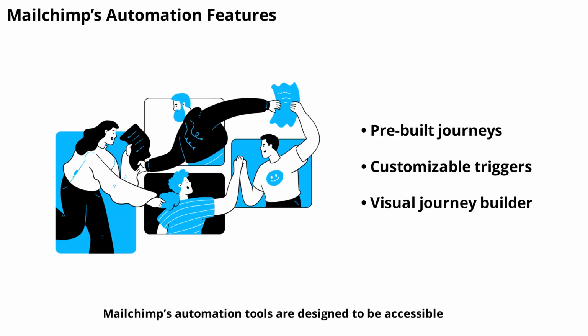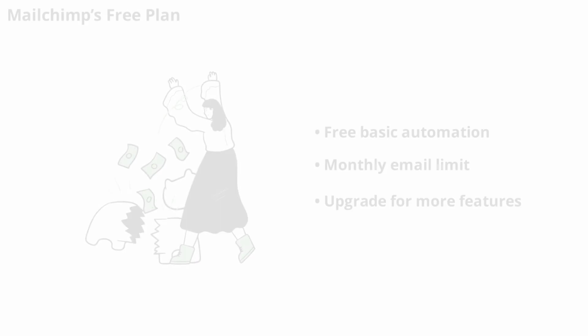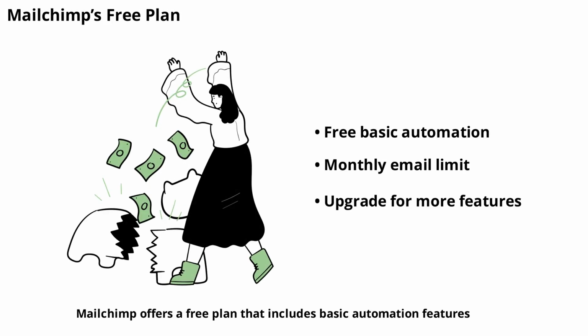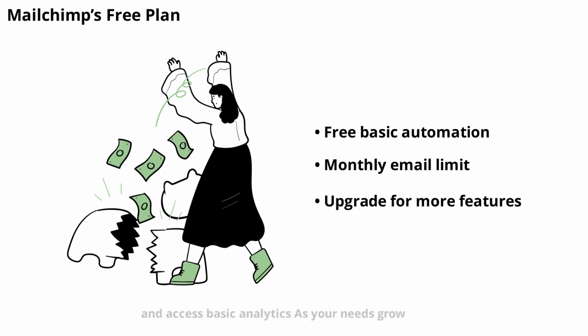MailChimp's automation tools are designed to be accessible, even if you have no technical background. MailChimp offers a free plan that includes basic automation features, making it a good choice for those just starting out. You can create simple sequences, send up to a certain number of emails per month, and access basic analytics. As your needs grow, you can upgrade to unlock more advanced features.